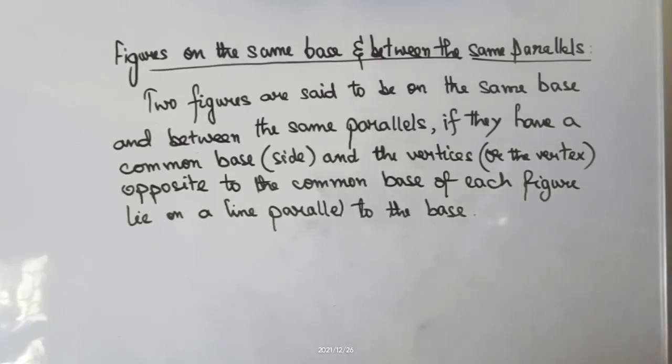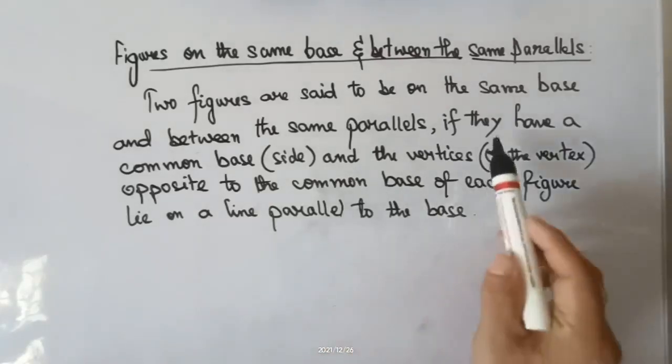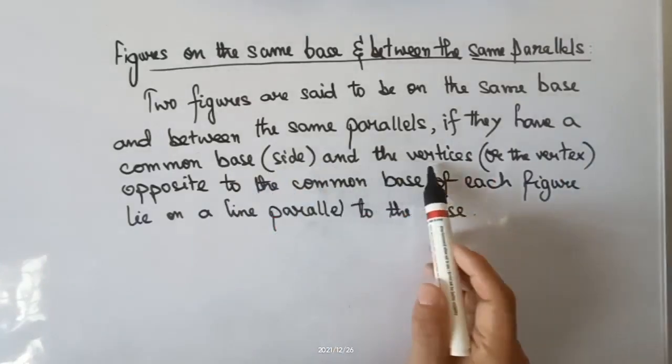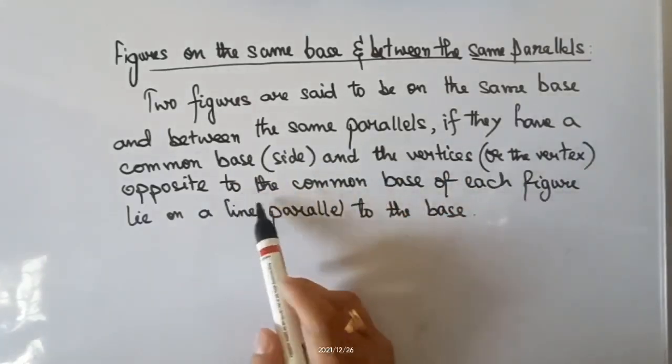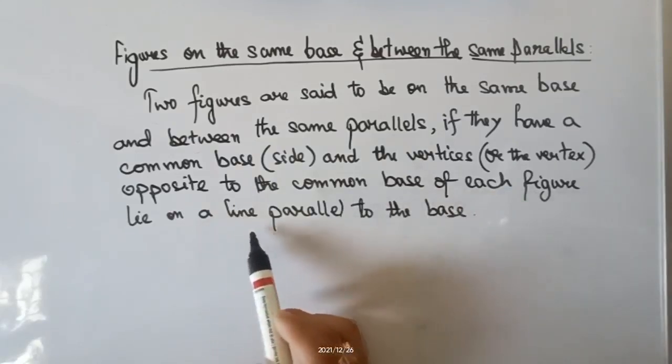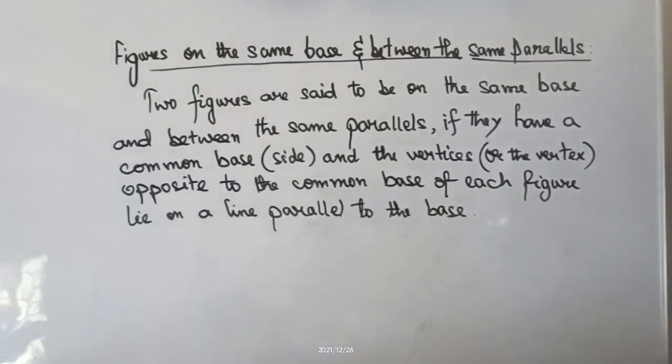the same parallels. When are two figures said to be on the same base and between the same parallels? Two figures are said to be on the same base and between the same parallels if they have a common base, that is a side, and the vertex opposite to the common base of each figure lies on a line parallel to the base.